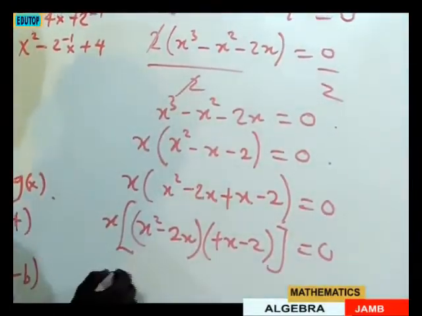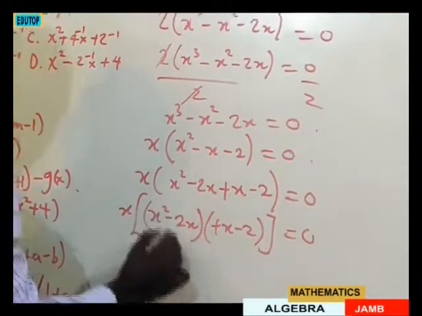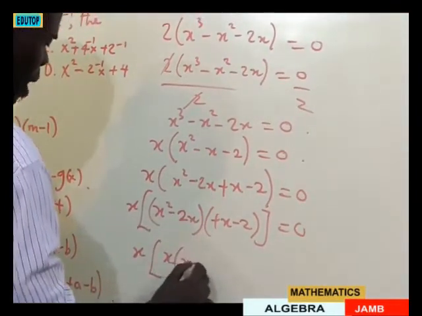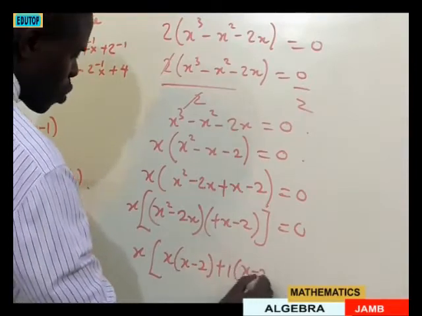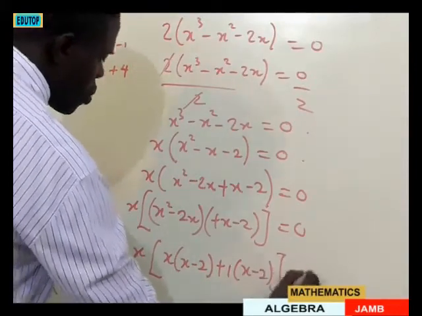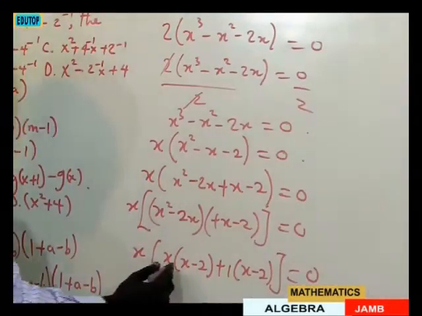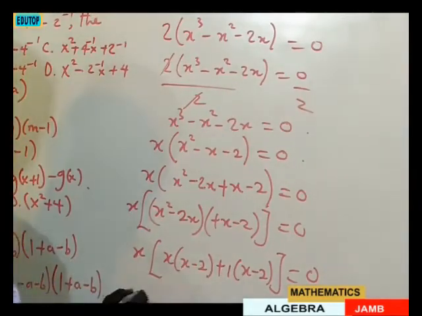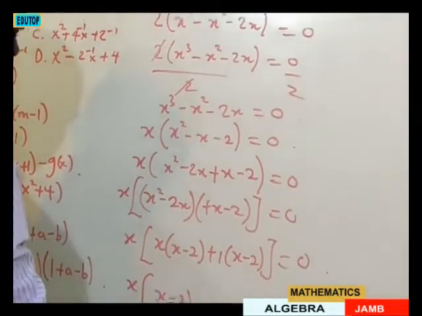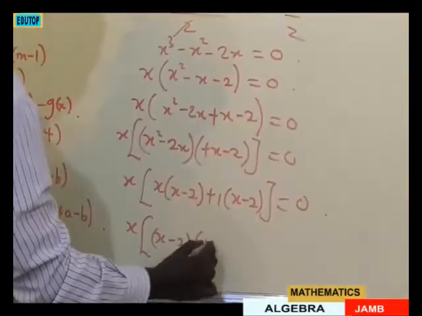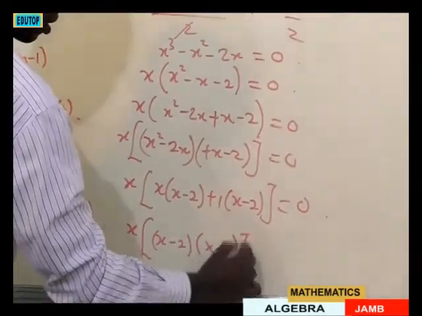This. Then I have x into, what is common here? X. I have x minus 2. What is common here? Plus 1. X minus 2 equals 0. Then what is common here is x minus 2. So I have x into x minus 2, x plus 1 equals 0.